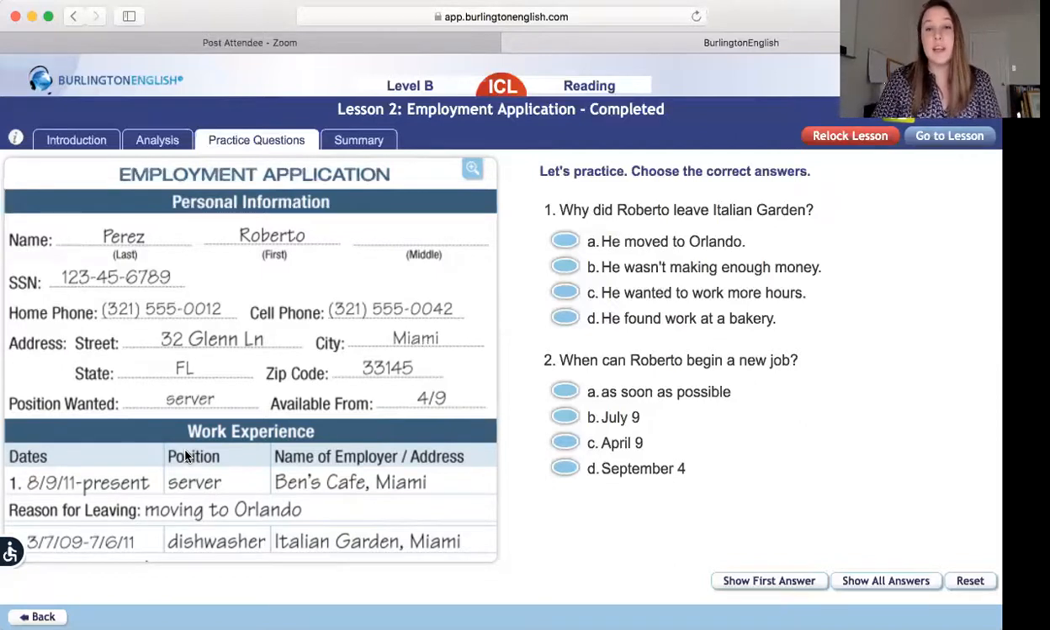When you're looking at the test that you're going to take, if you're looking at this question, there are three pieces to it. The first is the text, so we have the employment application. We have the text, we have the question, and we have the answers.